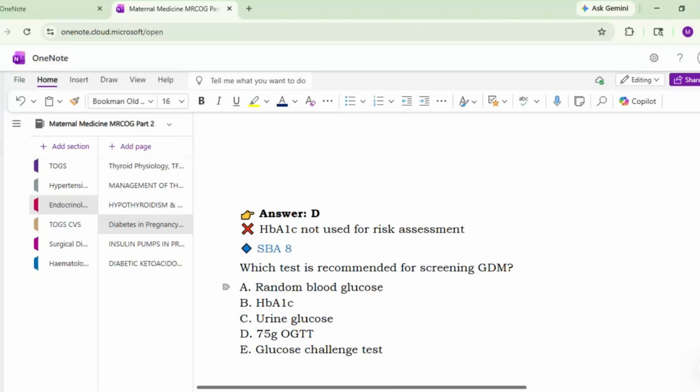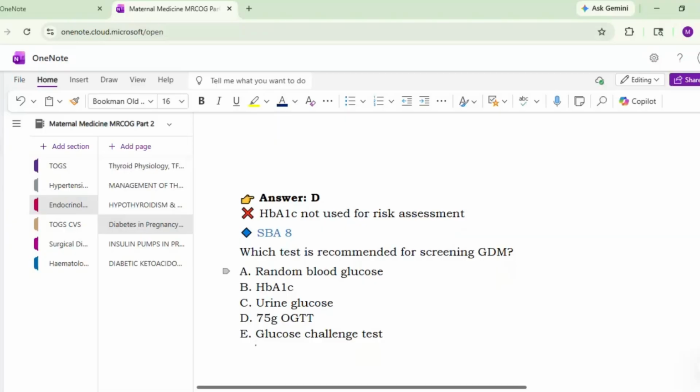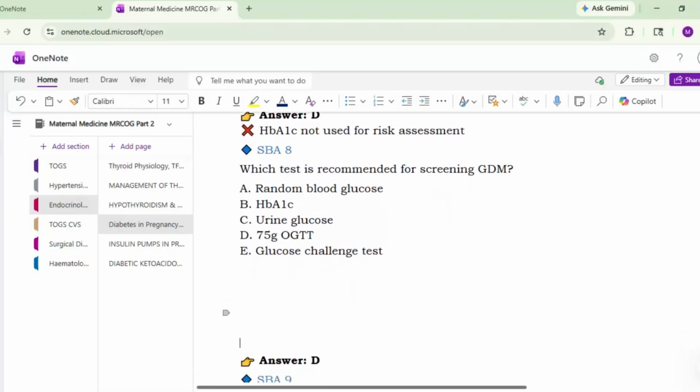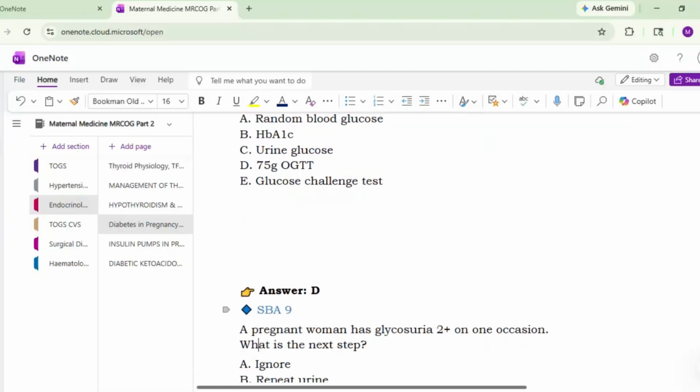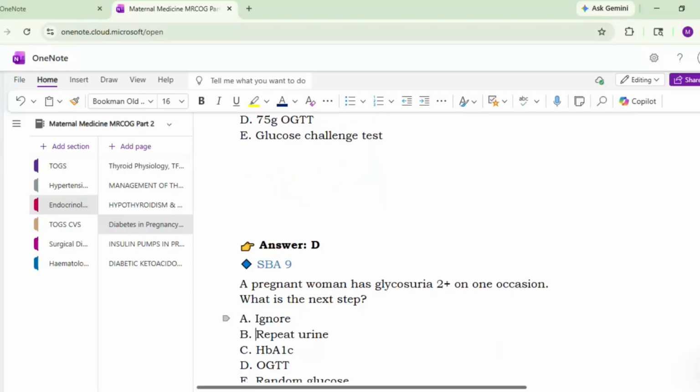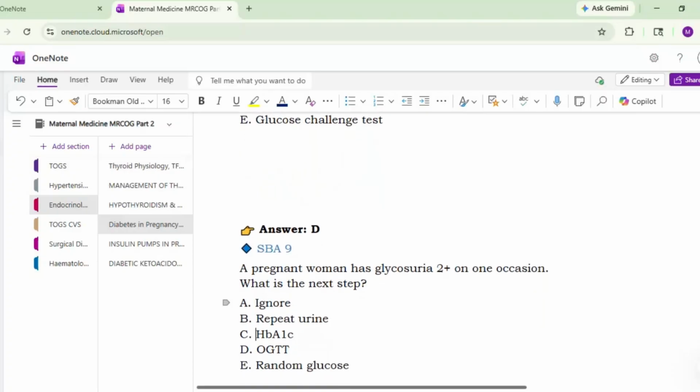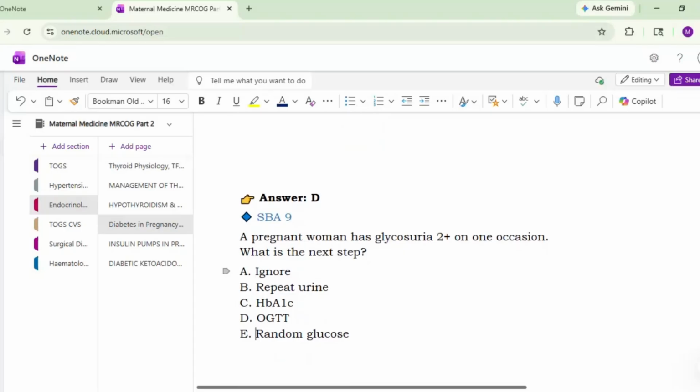Next. Which test is recommended for screening GDM? Random blood sugar, A1C, urine glucose, 75 gram OGTT. It is D, 75 gram OGTT. For screening, it is always 75 grams of OGTT, but postnatal it is the fasting blood sugar, that is for screening for type 2 diabetes at 6 to 13 weeks.